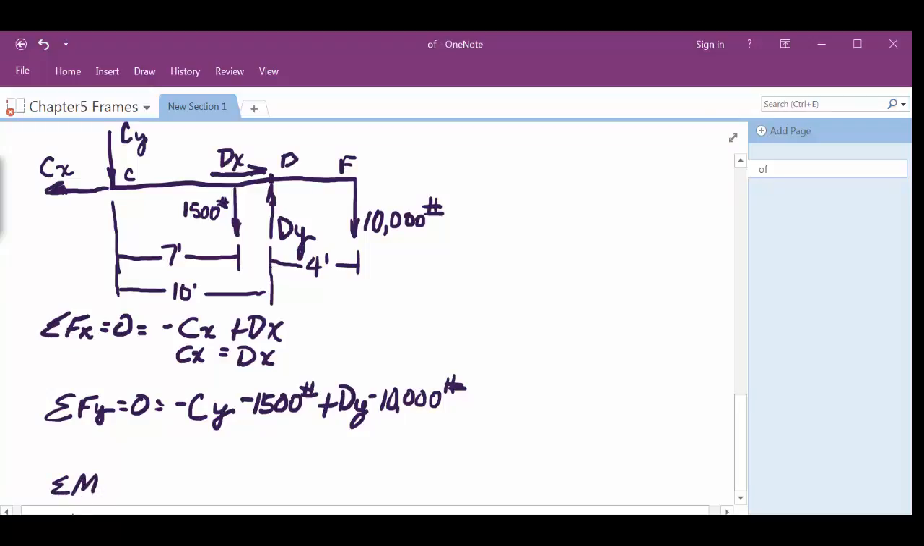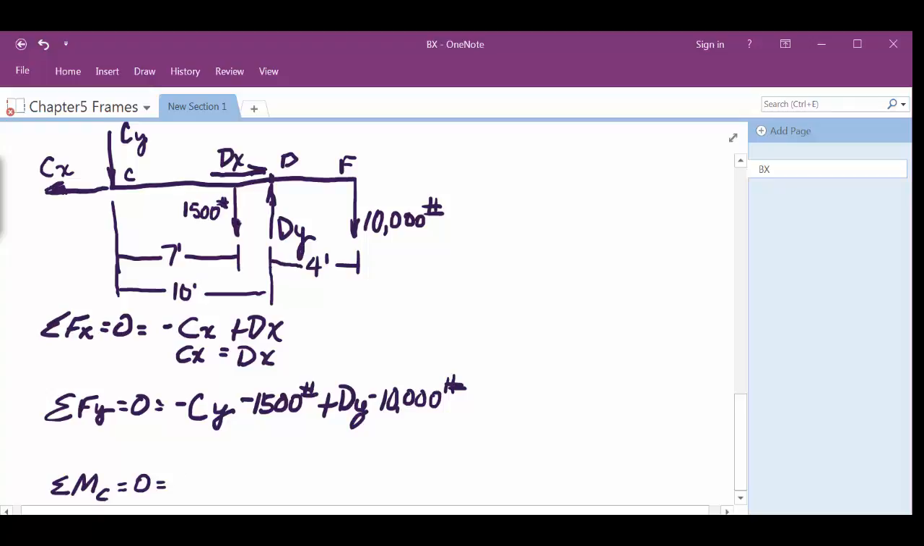Summation of the moments. Now I can do it at C or D. Either one really doesn't matter. If I do it at C, CX and CY go away, don't they? I'm left with DX and DY, right? No, remember, anytime I finish the sentence with right, it's not right. DX goes away, because it's going through the point. There's no distance for DX, so we can get rid of that.